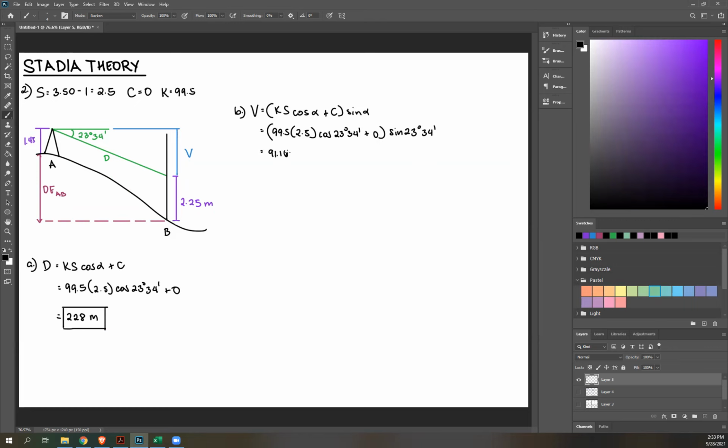Okay, we need that. So store that in your calculator first. And then we can create our equation for DE, the difference in elevation between station A and B. So once again, that's V plus 2.25 minus 1.45. Please solve. What's the final answer?